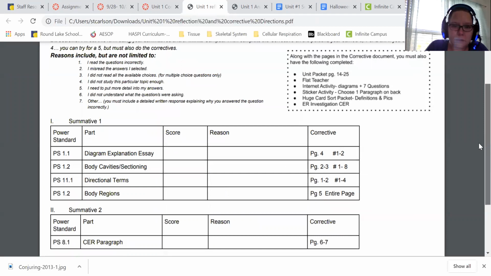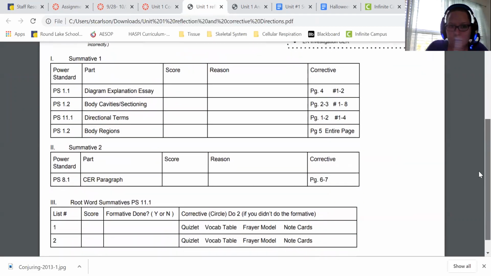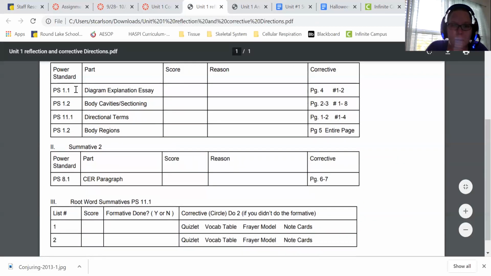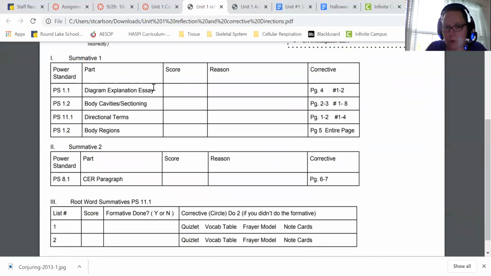The corrective is broken down into 3 sections. This first section is for the Unit 1, number 1 summative. There were 4 parts on that test, and there's 3 different power standard scores for that. This first one, 1.1, was the diagram and the explanation that you had to write a little short answer for. This is on the exam. It was the question about removing the gallbladder.